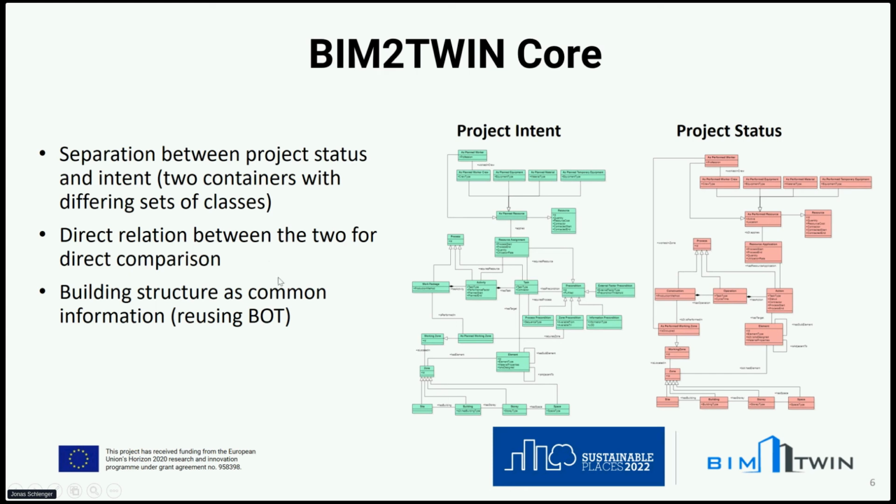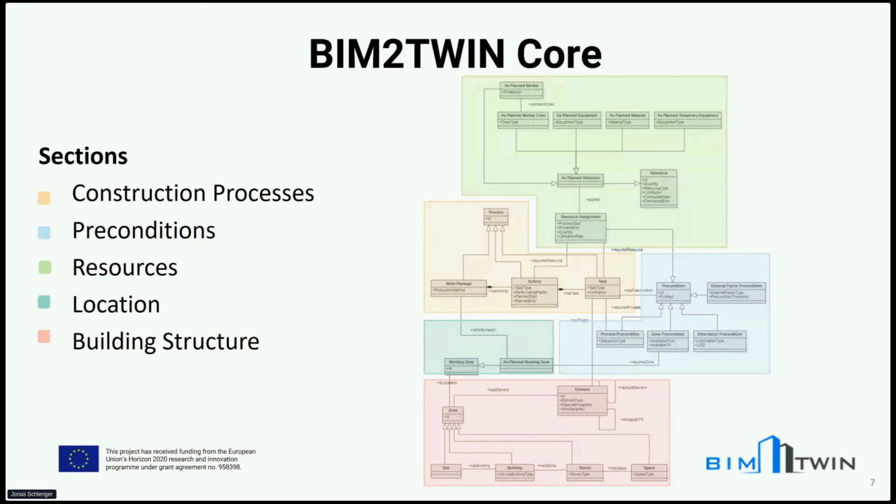The common part between those two sides is the building structure. Here we are using the building topology ontology, since we don't expect large changes. For example, we expect the same number of stories, the same number of buildings, and things like that. Just going a bit more into detail on what this ontology contains.